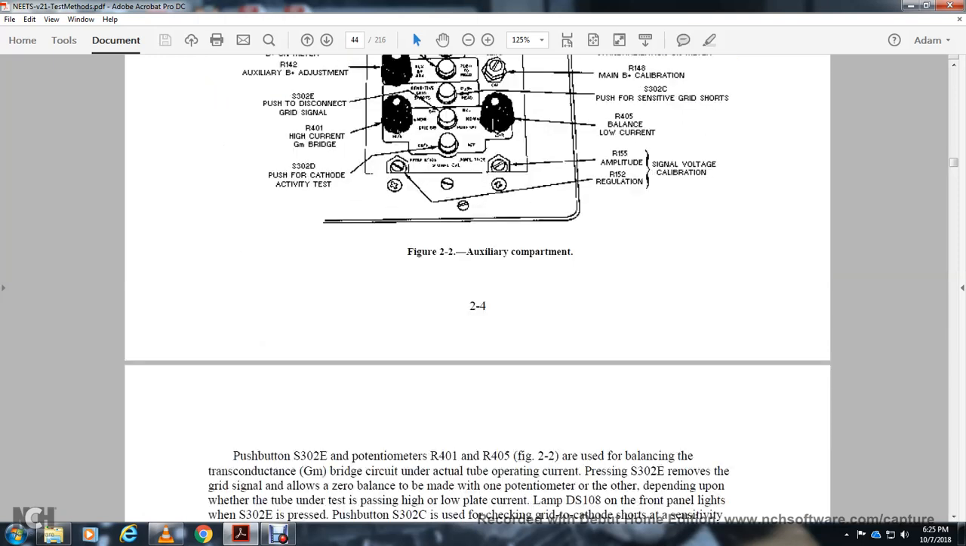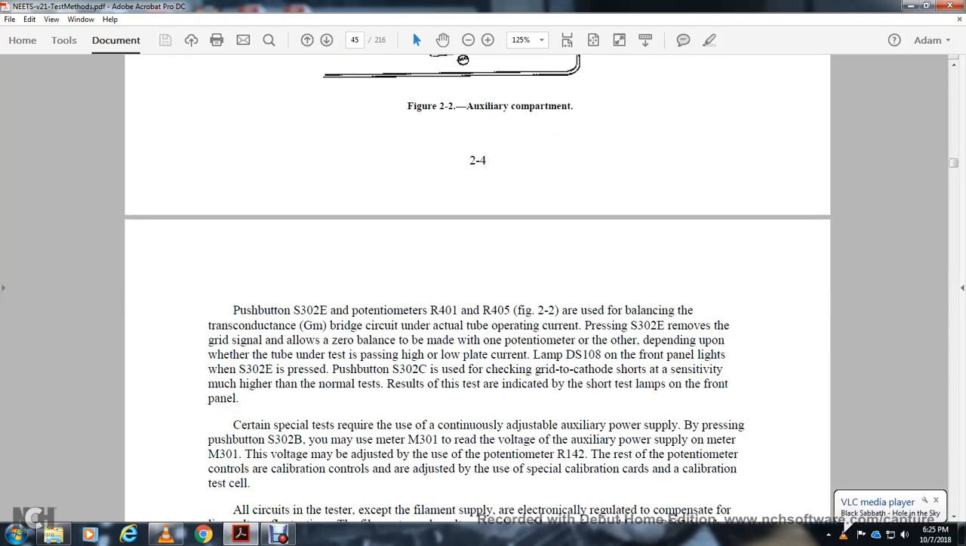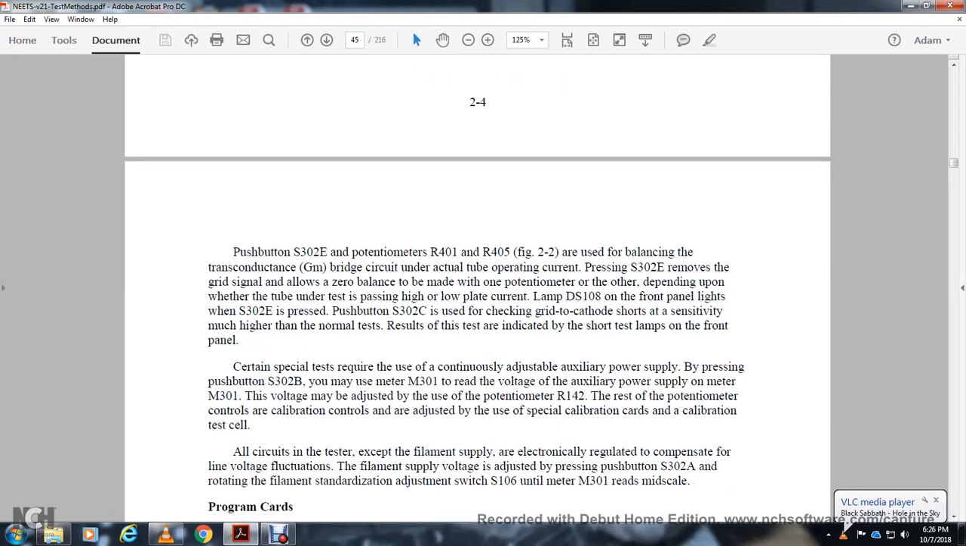Two shows the auxiliary compartment. Push button S302 with the parameters resistor 401 and 405. The element with the transducers for the bridge circuit with the actual tube operating, pressing S302 with the removal of the grid signal, will allow for the zero bandwidth to be made, depending on whether the tube under test is passing higher or lower plate current. Lamp DS108 on the front panel lights with S302C pressed, which checks for a grid to cathode short with much higher sensitivity than the normal test. The result of the test indicates the short on the test lamps on the front panel.